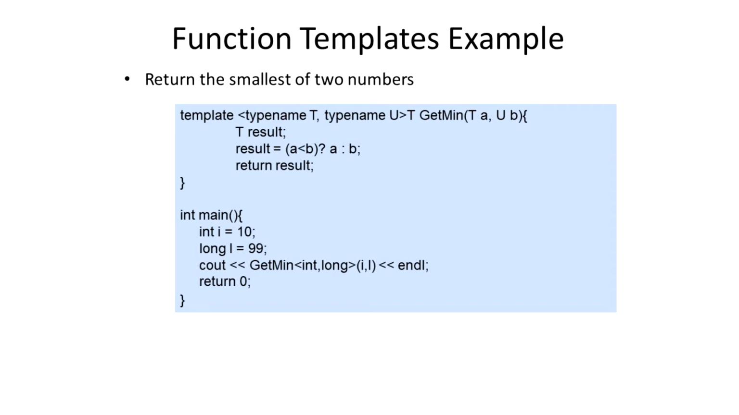Okay, so the compiler will replace those references to T with int and references to U with long, and then perform the function. So it will work out which of the two is the lowest value and then return that. But interestingly, notice that the result variable and indeed the return type of the function is both of type T, which will take on the specific type of integer in this case.